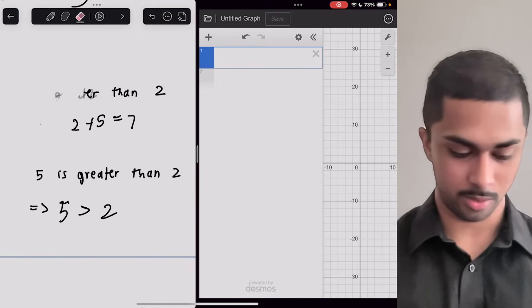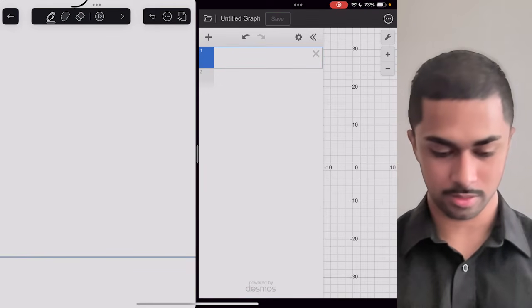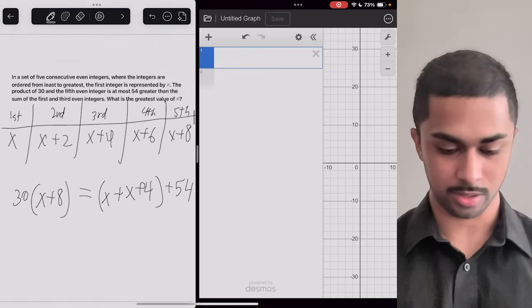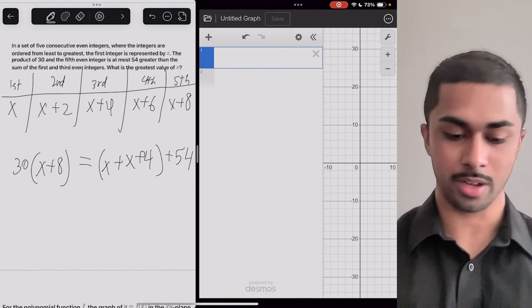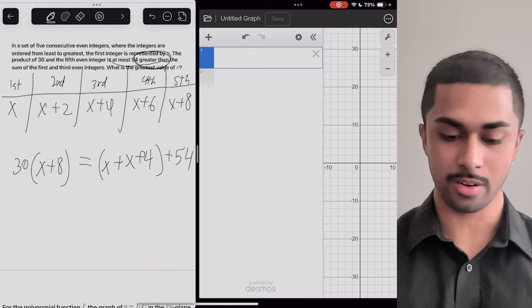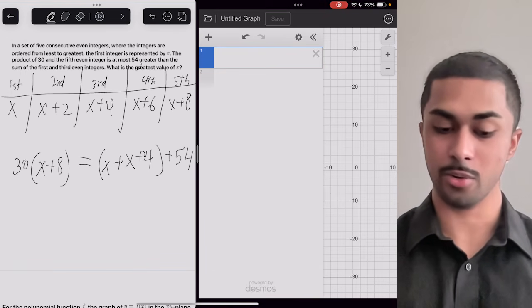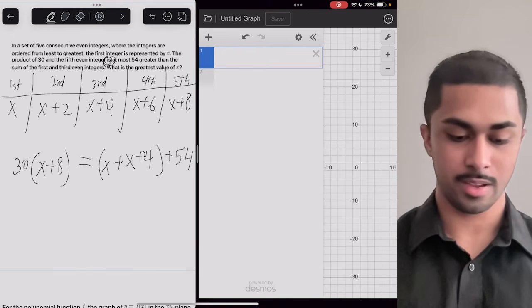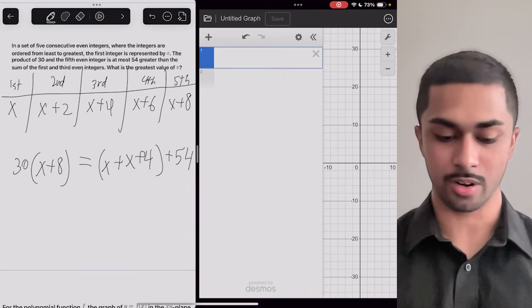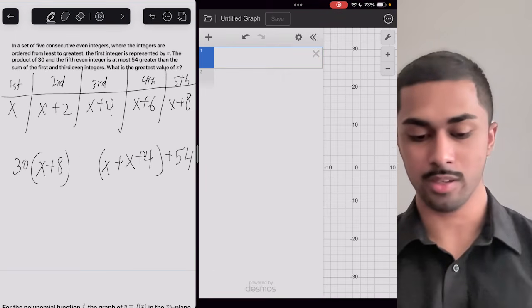Now that we got that out of the way, let's erase all of this. Let's go back up to this question. So we added the 54 at the end because it's 54 greater than, right? There's no is, so it's just plus 54. But since there is an is over here, it's at most. Now, what does at most mean?